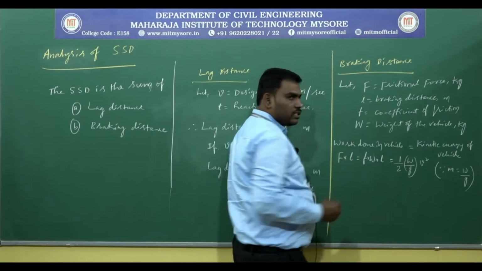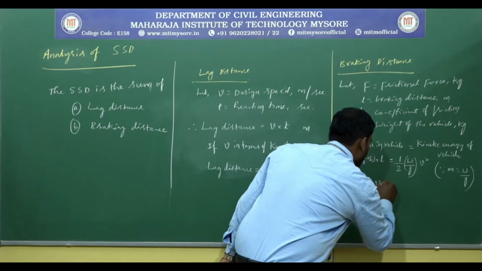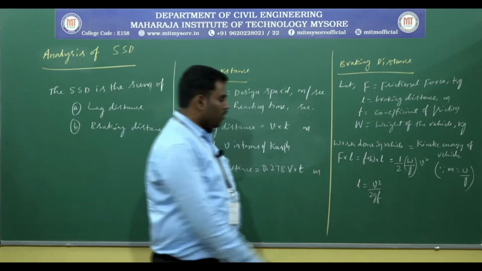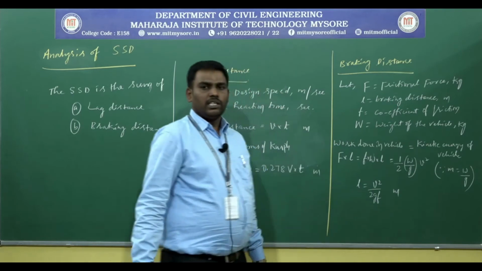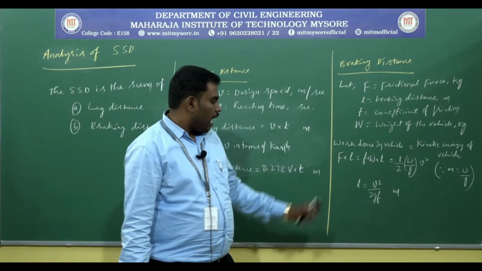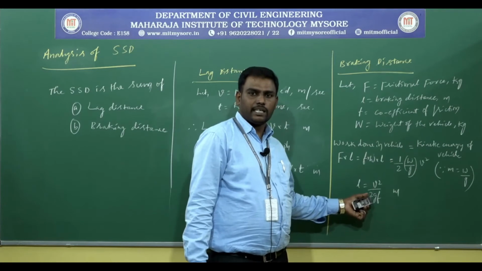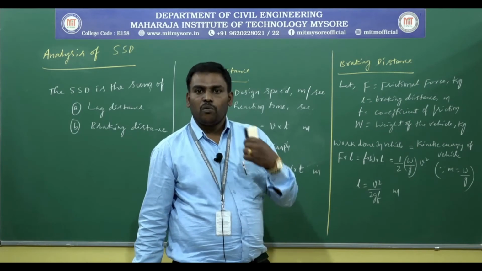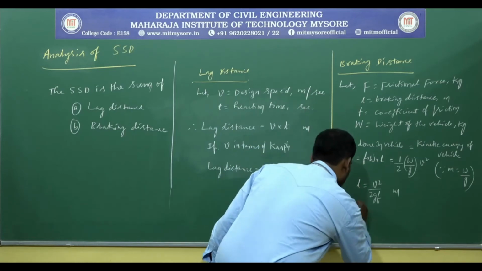Here the W gets cancelled. Then l, which is your braking distance, is equal to V square by 2gF. This will give your braking distance in terms of meter. Is it clear? And this is the equation to calculate the braking distance when V is in terms of meter per second.